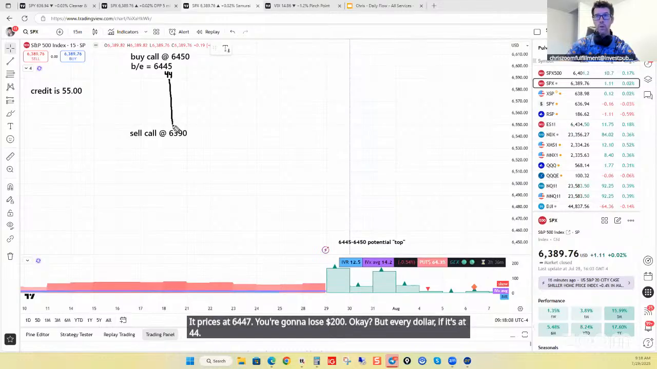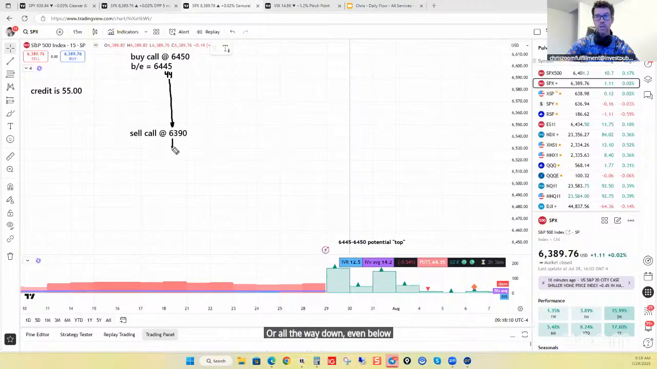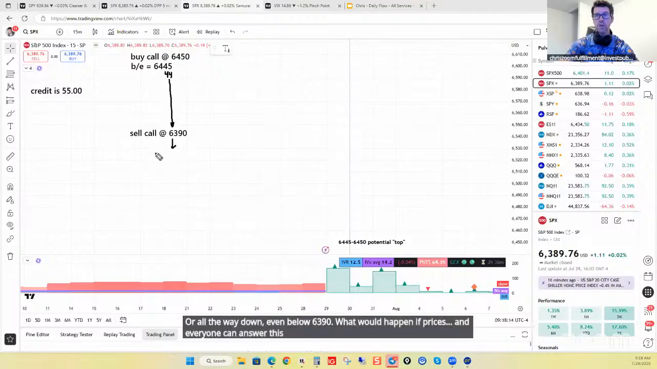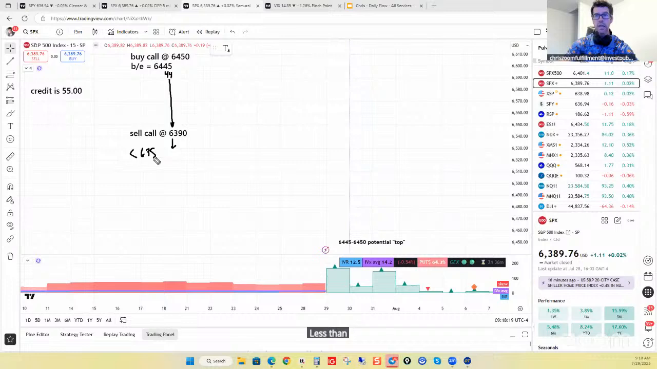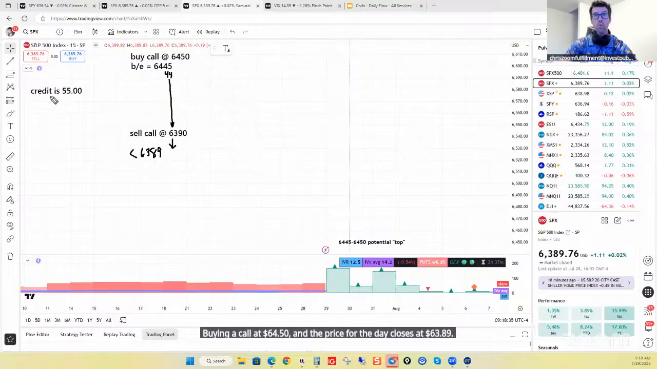or all the way down, even below 63.90, what would happen if price, and everyone can answer this, what happens if price finishes the day less than 6389? If it's 6389 or less, what do we get on the trade? What's our take on the trade? If I'm selling a call at 63.90, buying a call at 64.50, and the price for the day closes at 63.89, our win is the full $55 credit.